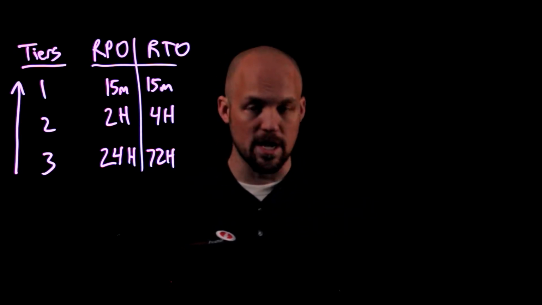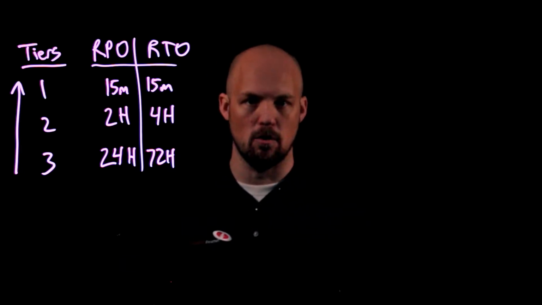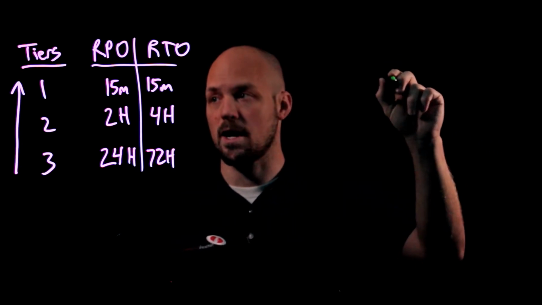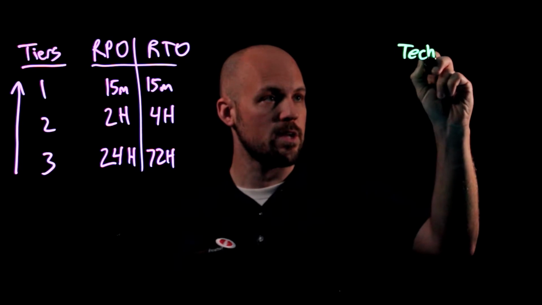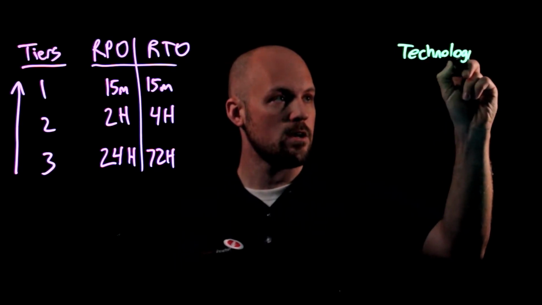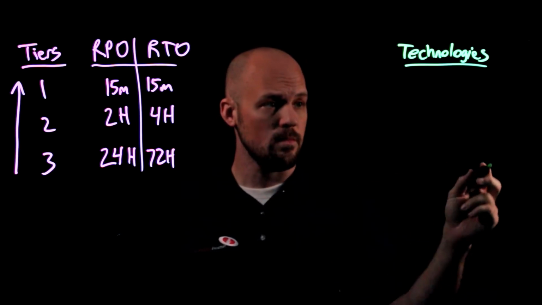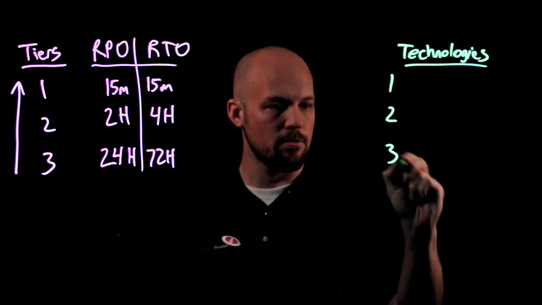So now let's take a look at what we can do to achieve the RPOs and RTOs that we're talking about. Again, we're talking about different technologies. What is our technology and what is our strategy for achieving these RPOs and RTOs? Again, we'll start with tier 1, tier 2, and tier 3.